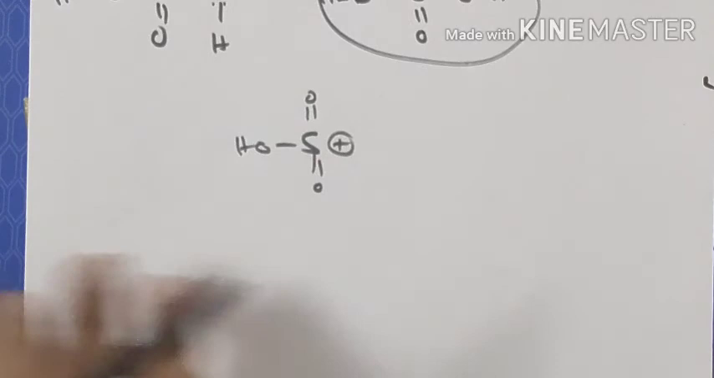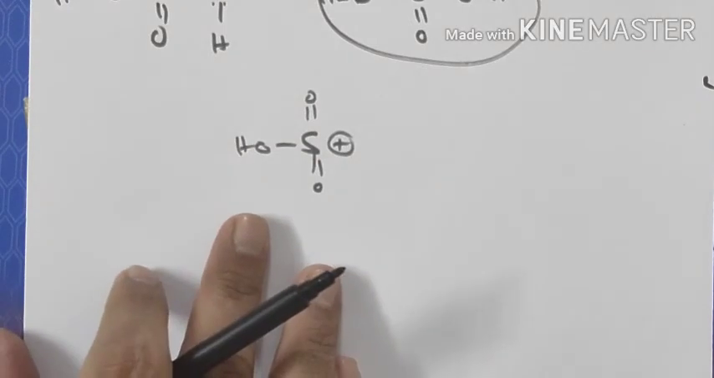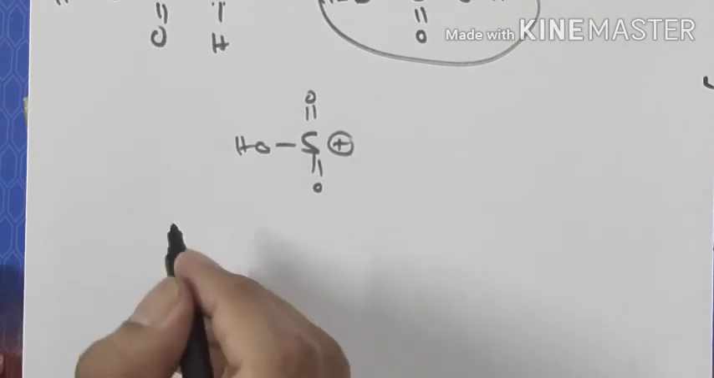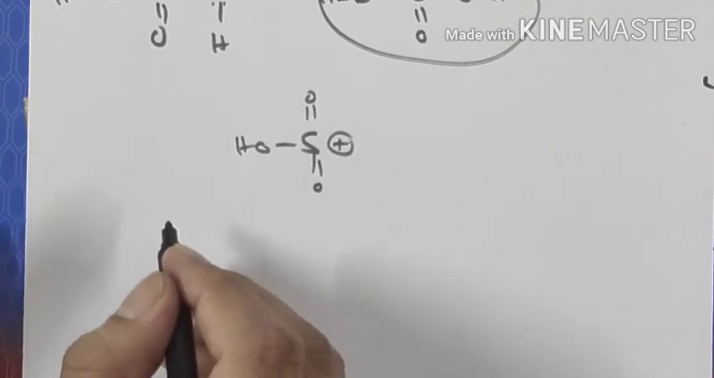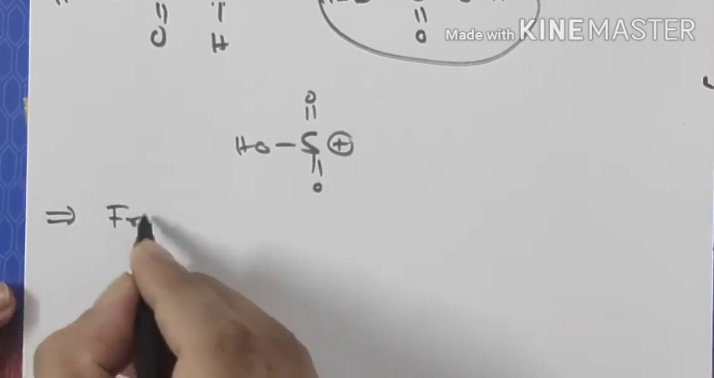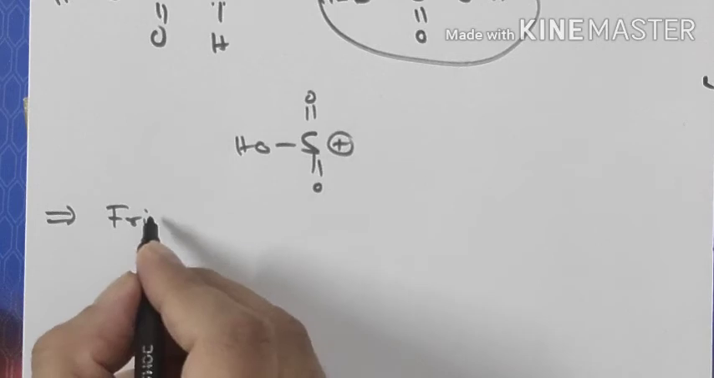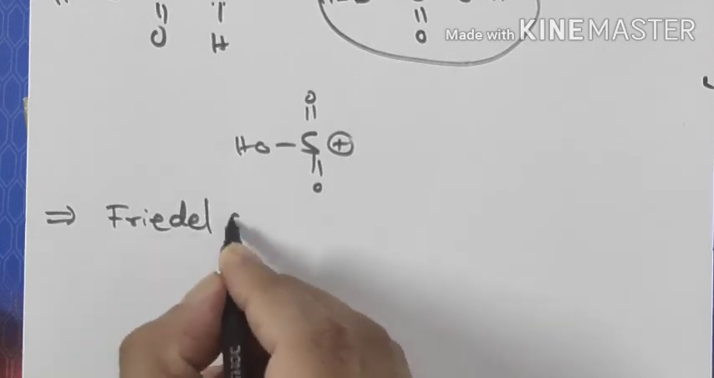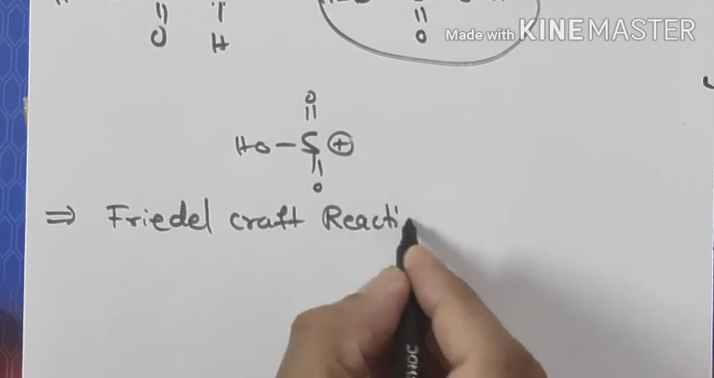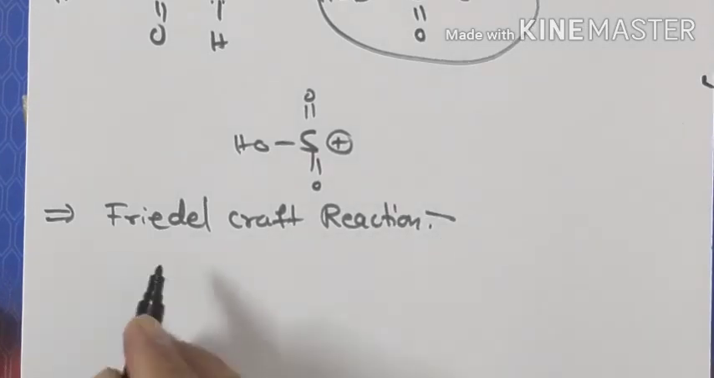Okay, and the next reaction is the Friedel-Crafts reaction. In this there are actually 2: one is alkylation, the other is acylation. Okay, Friedel-Crafts reaction.